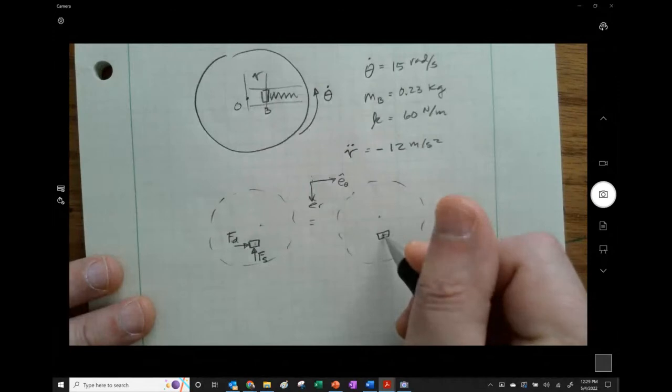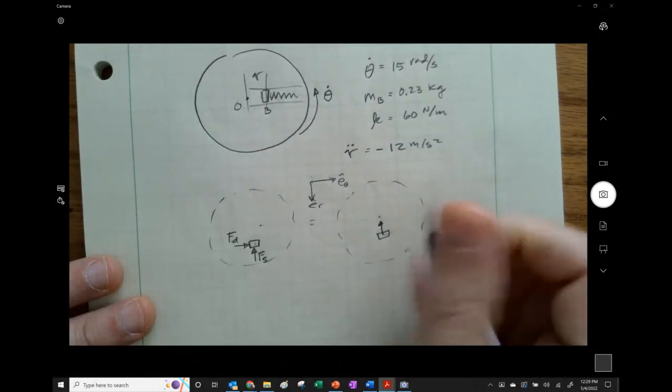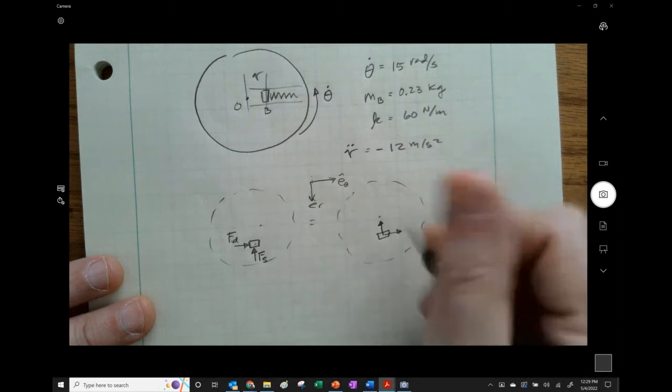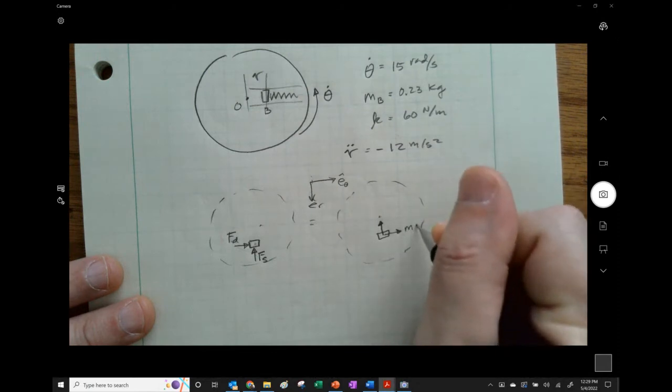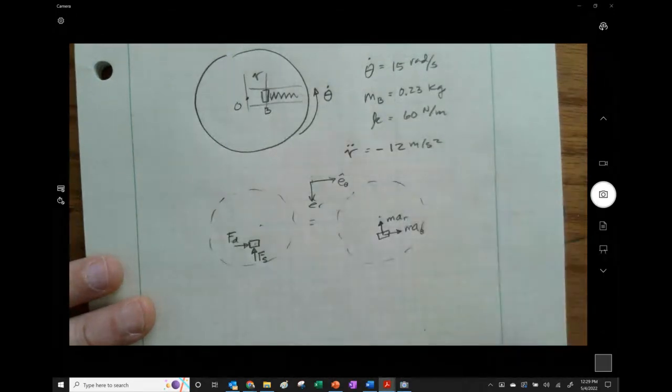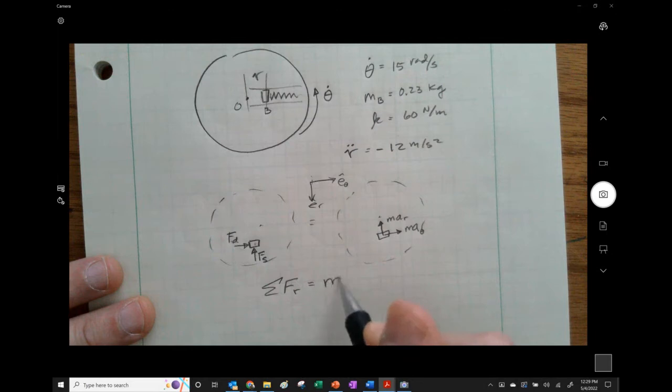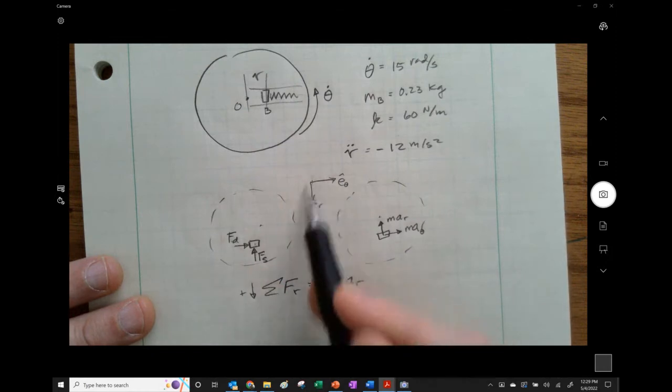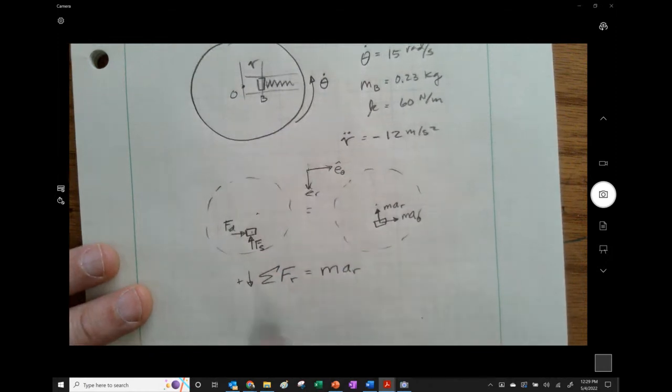I'm pretty sure that signs can be kind of dangerous, but I'm going to go ahead and put them in there, right? M, and so this is going to be A theta, and this is going to be M A R. So I say the sum of the forces in, let's say, the radial direction, it's a good place to start, is going to be equal to the mass times the acceleration in the radial direction. And as we drew, that's going to be positive to match up with this right here.